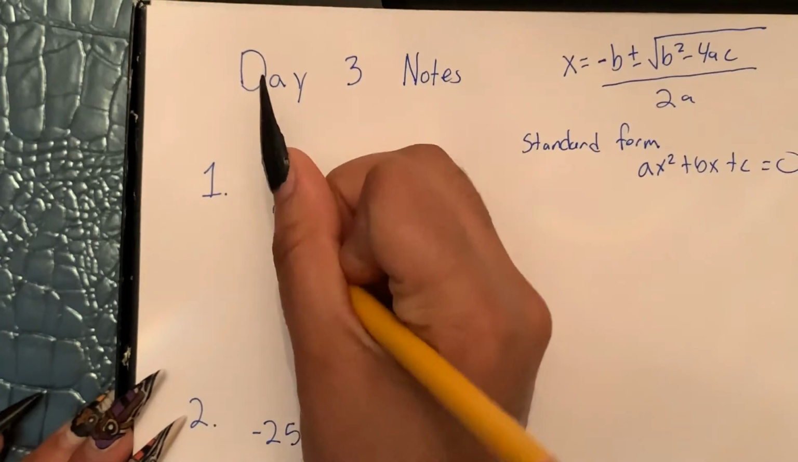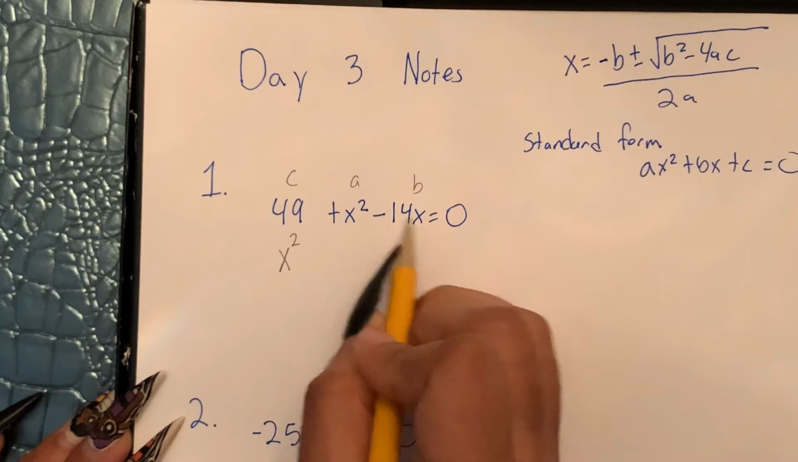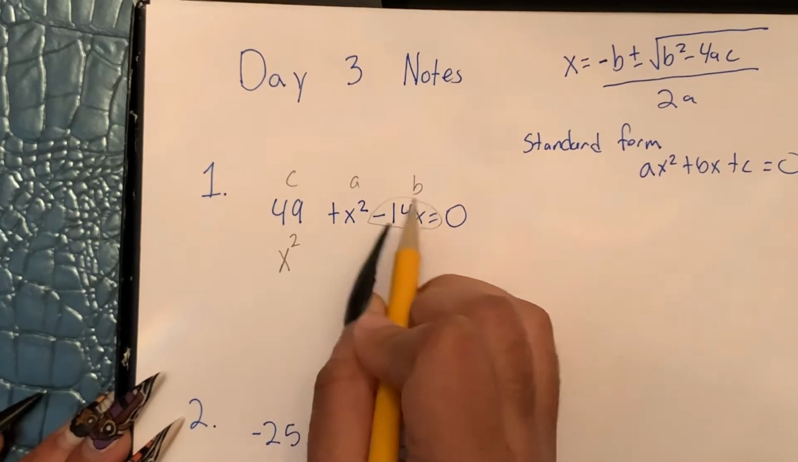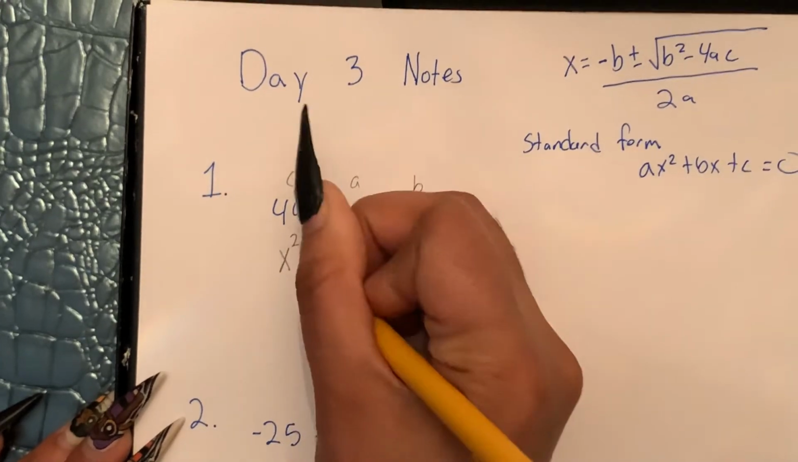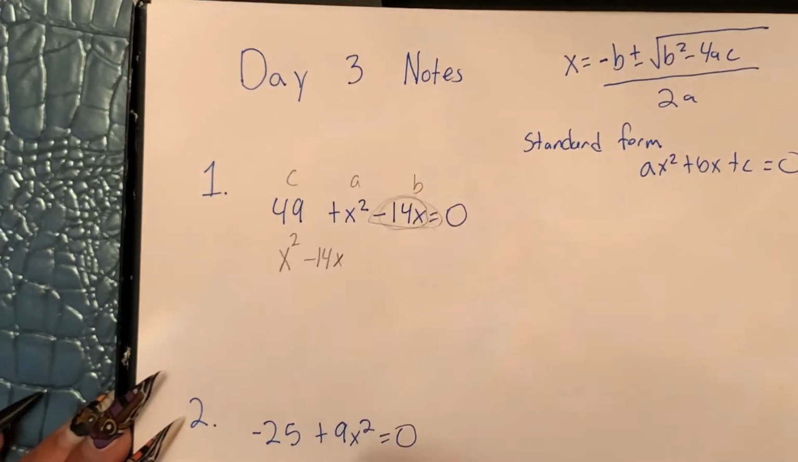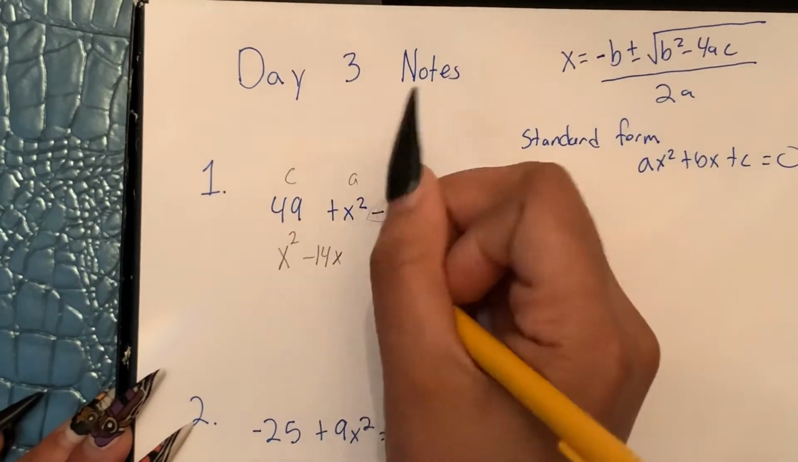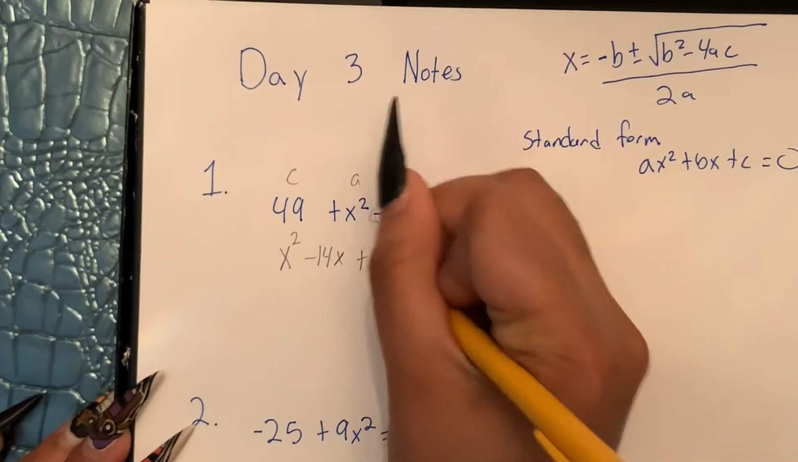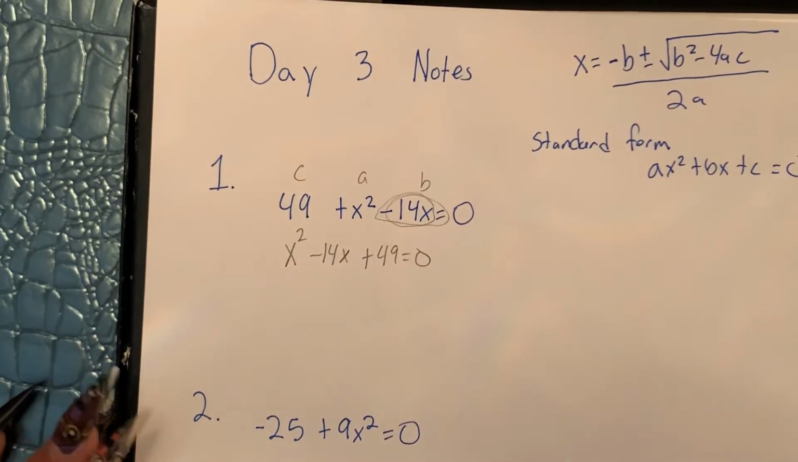So I have x squared, then the x term goes next. And now remember, the sign has to go with it. So it's a negative 14x. It's going to be minus 14x. And c is a positive, so it's going to be plus 49 equals 0. Now I'm ready to use the quadratic formula.